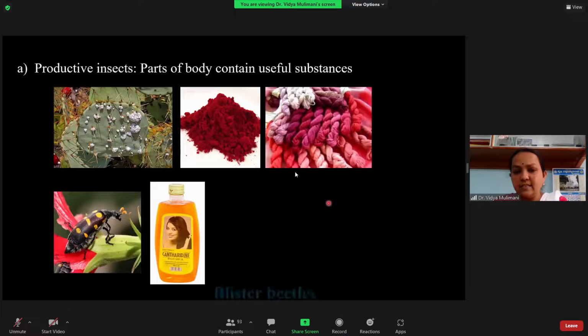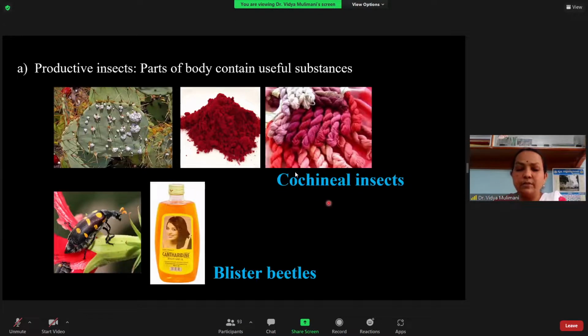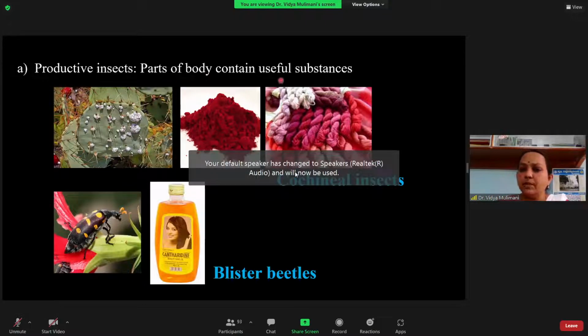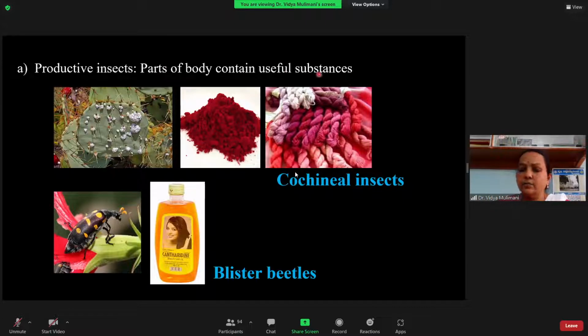So in the previous examples, whatever I told you in case of the honeybees or in case of the silkworm, we are getting a product. The second type you have is the product insect, where you're damaging the insect itself, for example, to get useful substances. Here under this, I can just give you the example. So you'll come to know what parts of the body contain the useful substance.